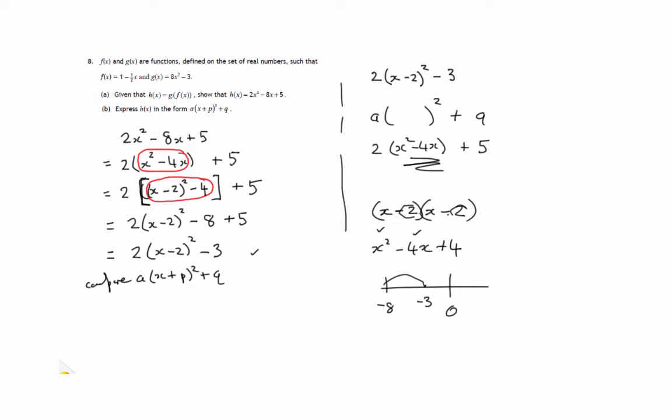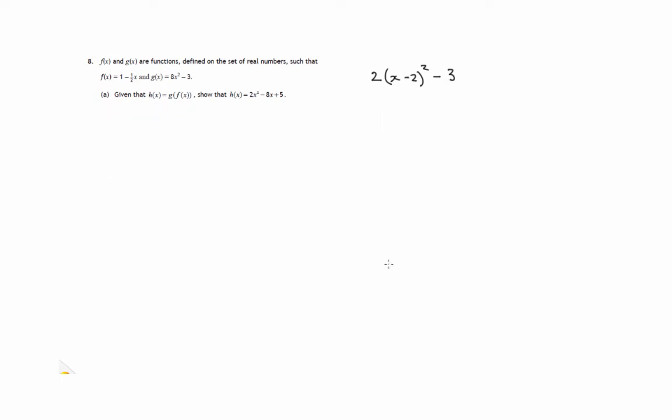And we can now get rid of everything else and have a look at part C. Hence or otherwise state the coordinates of the turning point of the graph of y equals h of x, which is this, which we have now rearranged to get that.